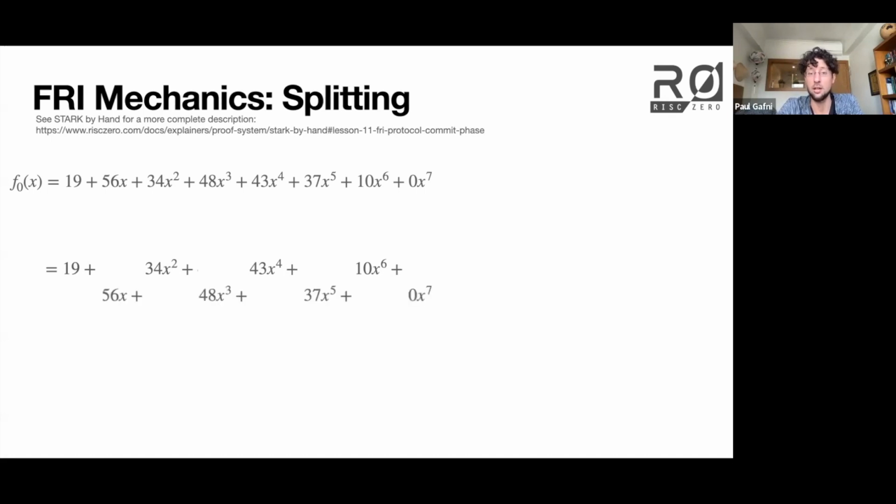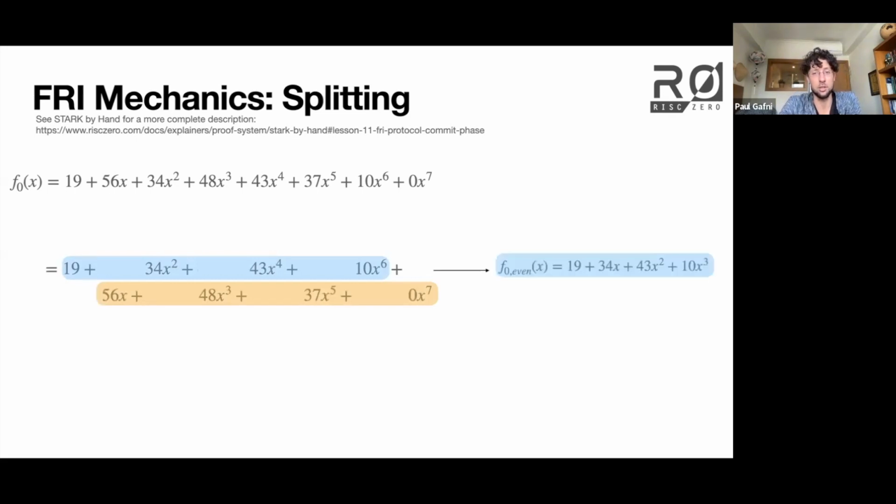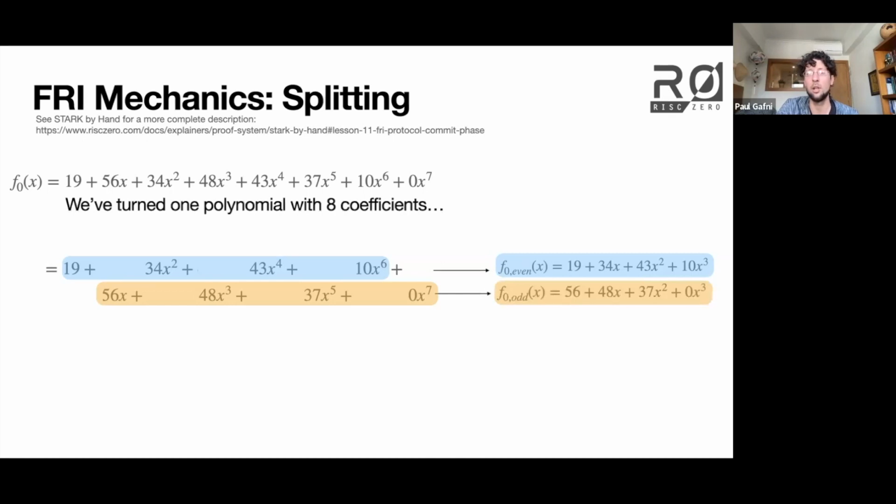So even exponents and odd exponents. And we're then going to reduce each of these into a smaller polynomial. The blue polynomial here is the first part of the split. The orange polynomial here is the second part of the split. And we've taken a polynomial that had 8 coefficients, and we've split it into 2 polynomials with 4 coefficients.